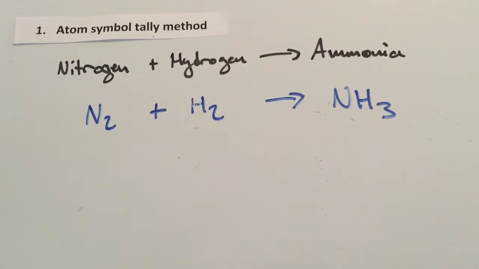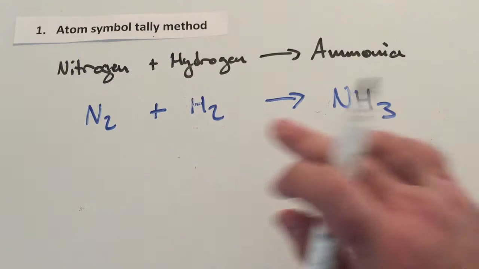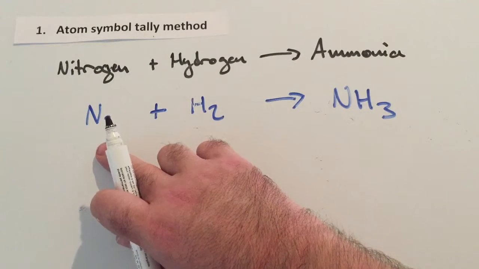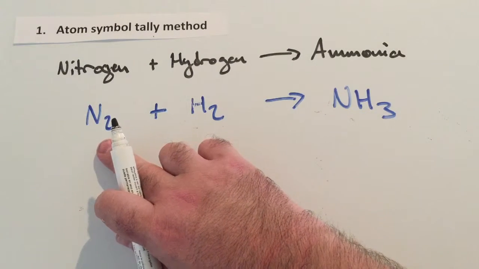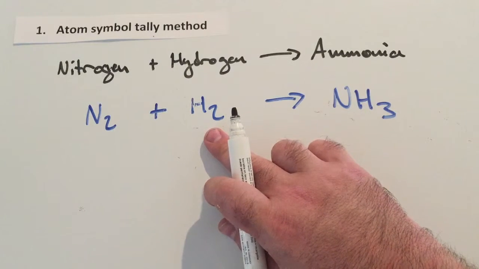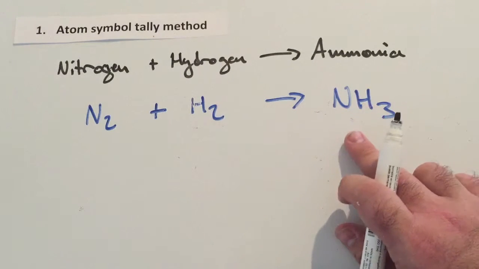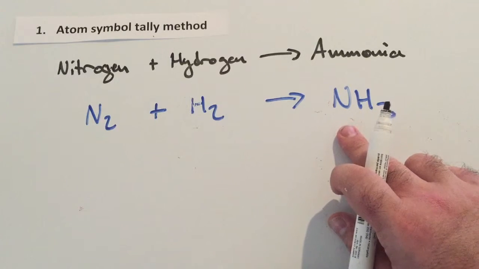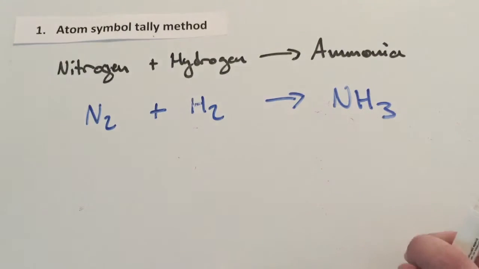Okay, starting with the atom symbol tally method, we are going to demonstrate how to balance a chemical reaction. The reaction we are going to use is the reaction between nitrogen and hydrogen to form ammonia, which is known as the Haber process, and we will look into that in more detail in Year 12. Now, if we have a look at this, we start with a nitrogen, that's an N2 molecule. We have a hydrogen, H2 molecule, and we have ammonia, that's an old name for a chemical. It's not in any way a systematic name, and so that's NH3.